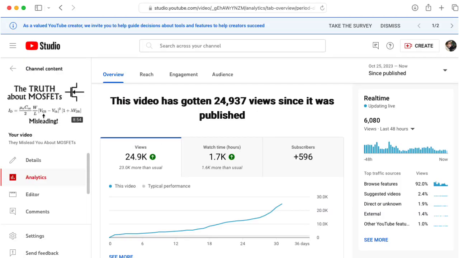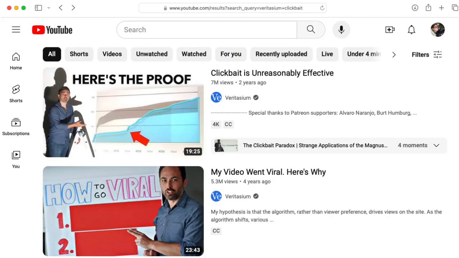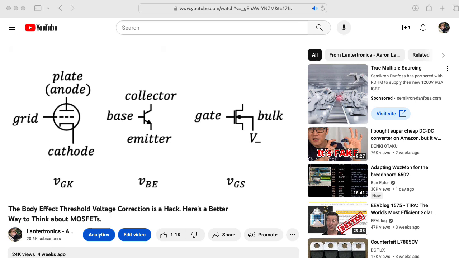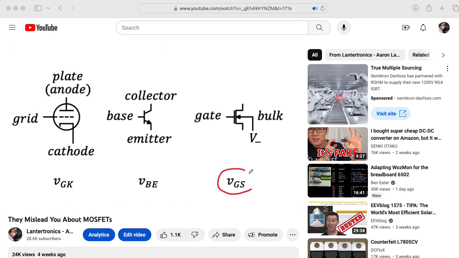But that video's done amazingly well, so I guess curiosity-based clickbait works. I could have called the video something like, "The Body Effect Threshold Voltage Correction is a Hack. Here's a better way to think about MOSFETs," but I don't think that would have gotten as many clicks.